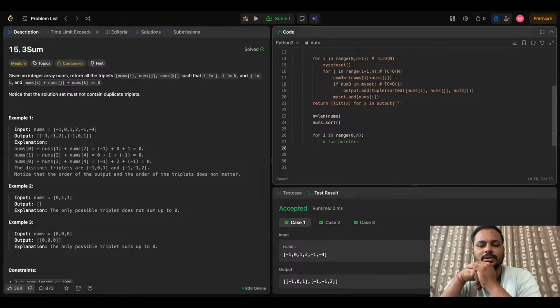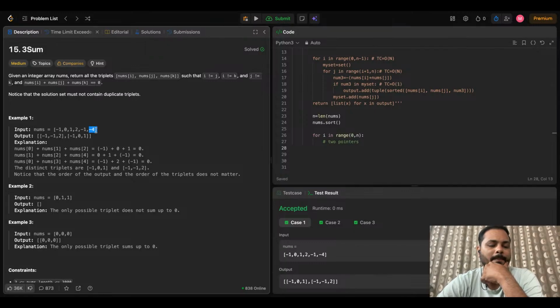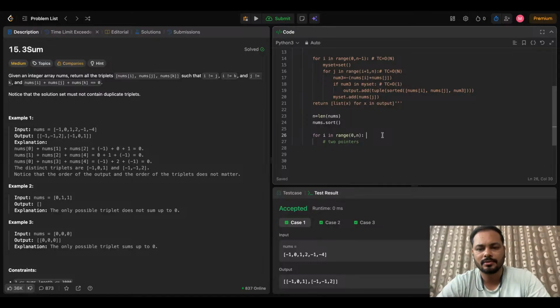When I have sorted it and my i is fixed, let's consider our own list. Let's say it's -2, then -1, then 0, then 1, then 2, then 3. This was randomly given, but I have sorted it.